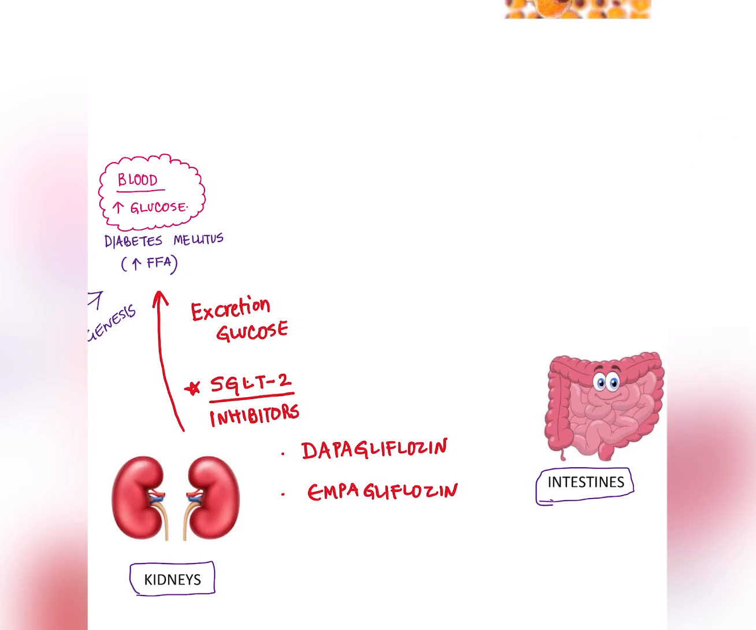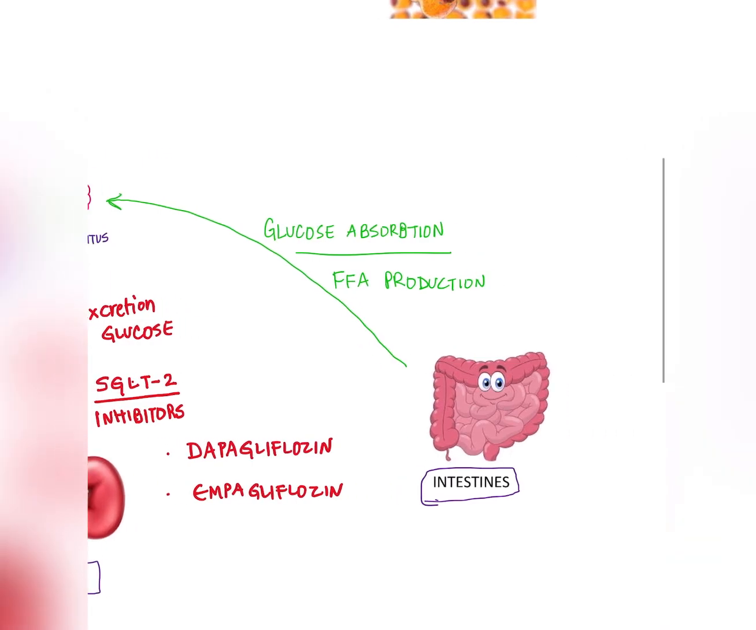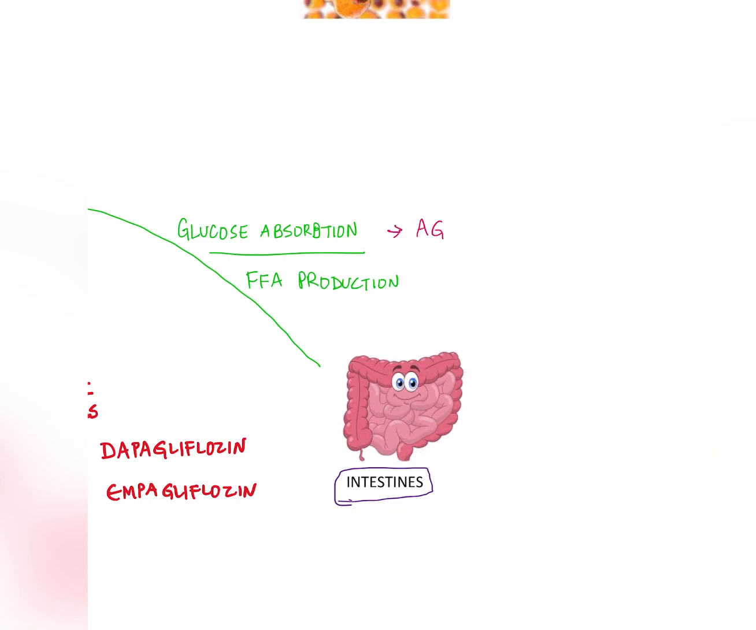Then the next mechanism of action we'll be talking about is intestines. If you can reduce the glucose absorption from the intestines, you can reduce the blood glucose. So glucose absorption and free fatty acid released by an enzyme called intestinal lipase are responsible for the clinical features of diabetes, especially the postprandial glucose. Examples of drugs which act via the intestines are alpha glucosidase inhibitors. Here the example is acarbose. And the next class of drugs which are responsible for the control of free fatty acid production are called intestinal lipase inhibitors.